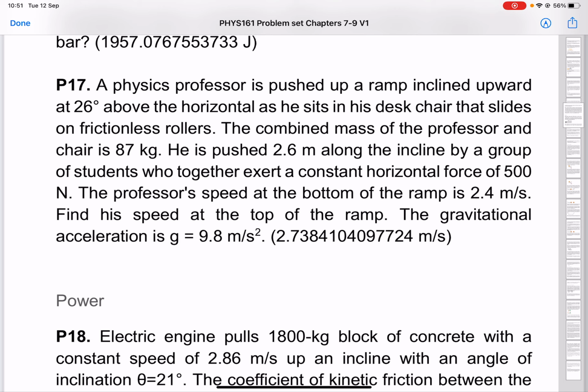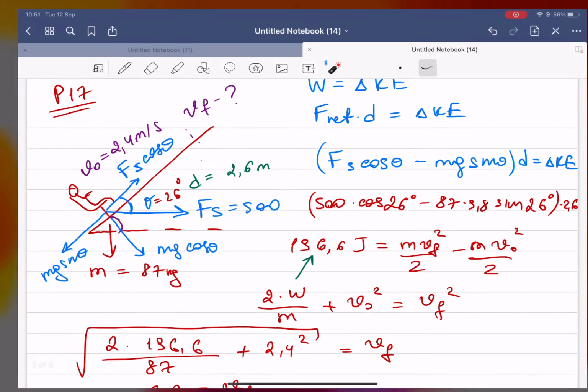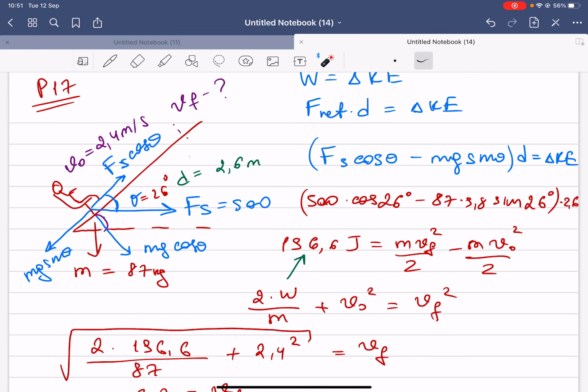The professor's speed at the bottom of the ramp is 2.4 meters per second. Find his speed at the top of the ramp. Gravitational acceleration is given. Before solving such a problem, we have to draw a free body diagram and point out all these forces.